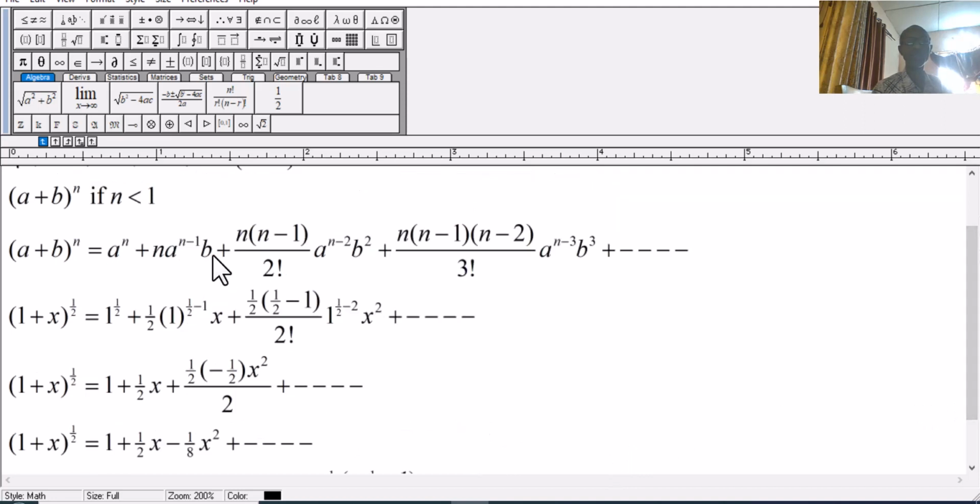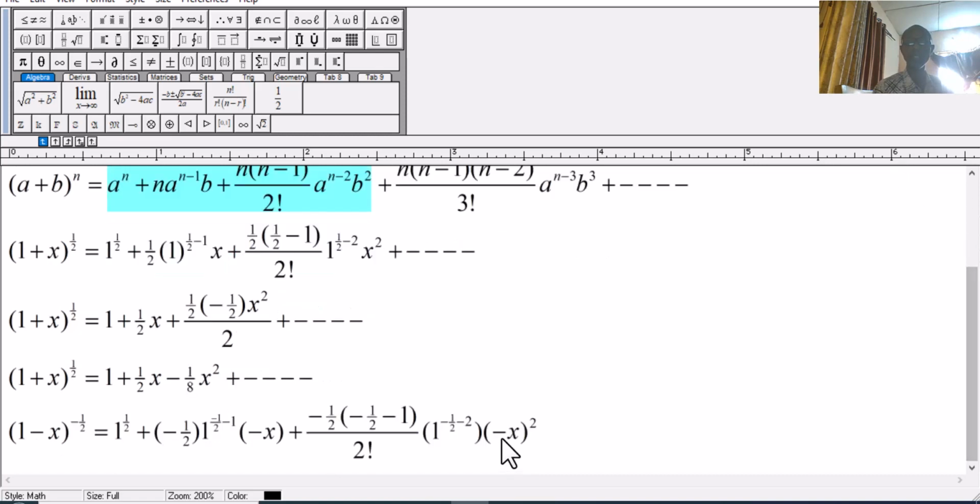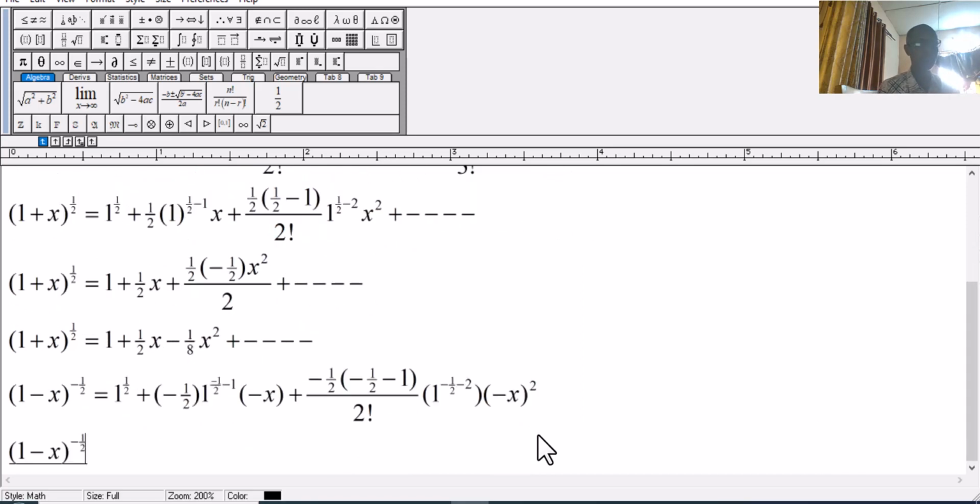So just take note, this is the binomial expansion pattern that we are using when our n is less than 1. So I'm going to expand this. This will give me 1. So everything here will go to 1. So we have minus half, minus x.